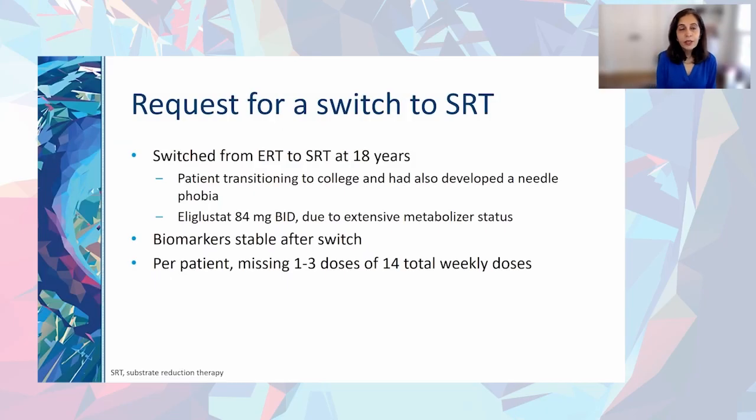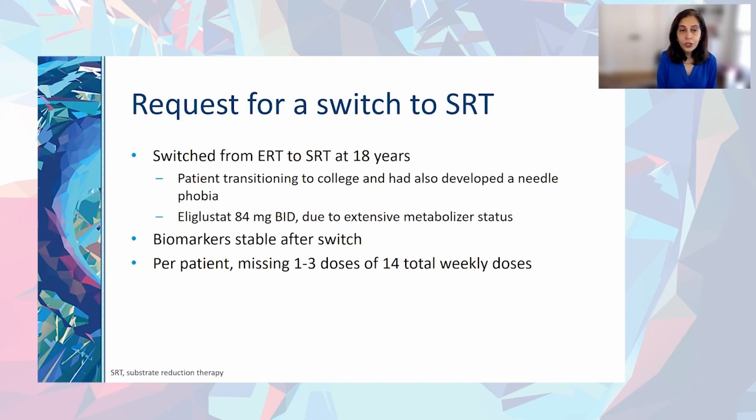So what we did was the patient actually requested a switch to substrate reduction therapy with eliglustat. He was actually waiting to turn 18 years of age because the package label reads for patients 18 years of age or greater. He was transitioning to college. As I stated to you, he had a needle phobia. So based on his extensive metabolizer status, he was started on eliglustat at 84 milligrams BID.